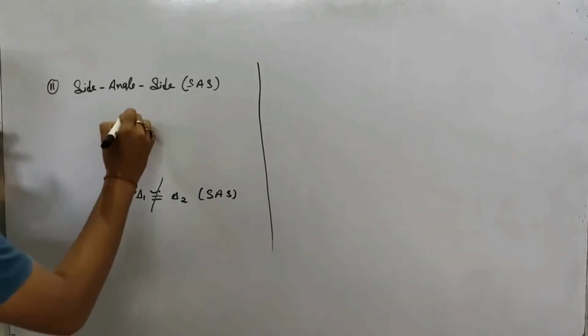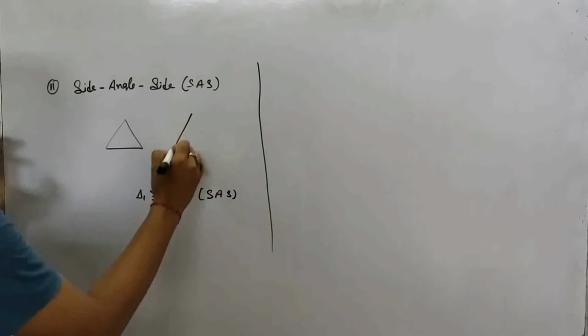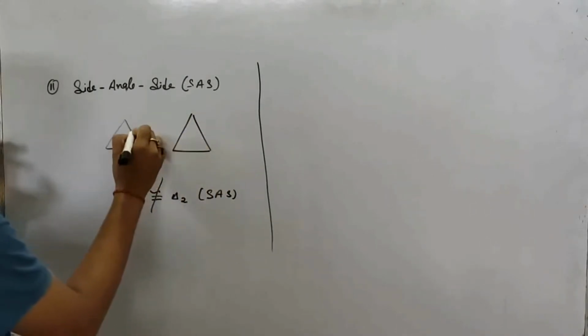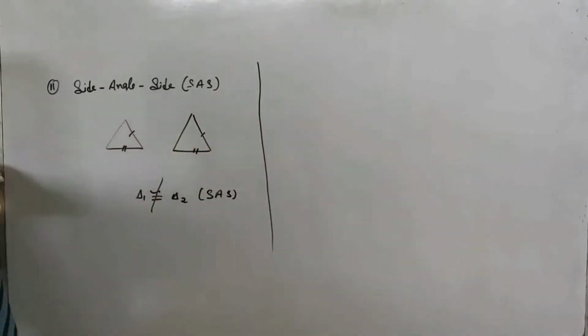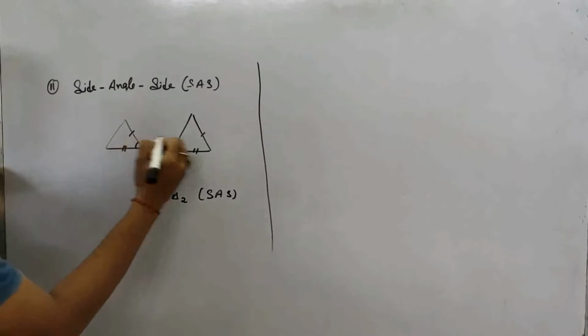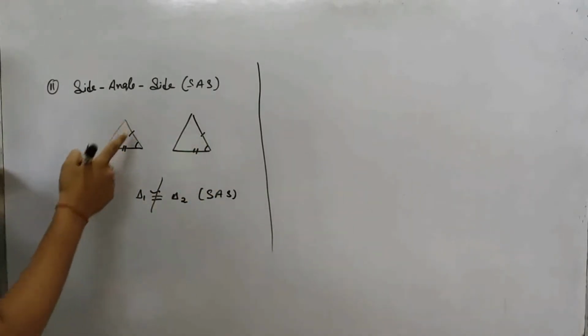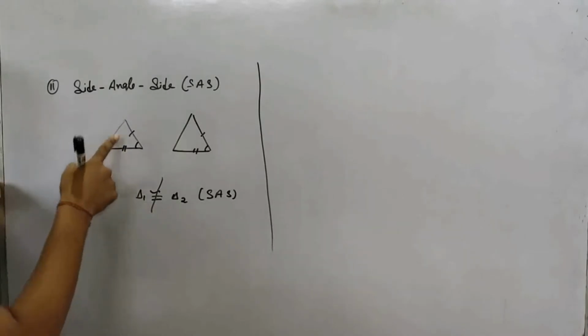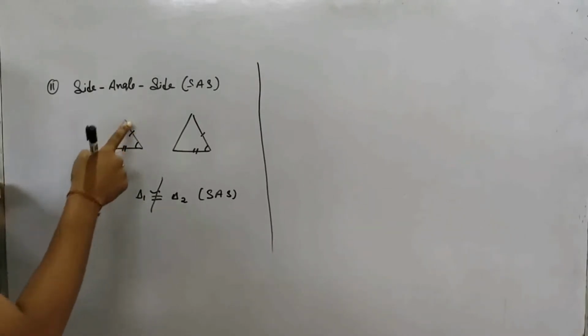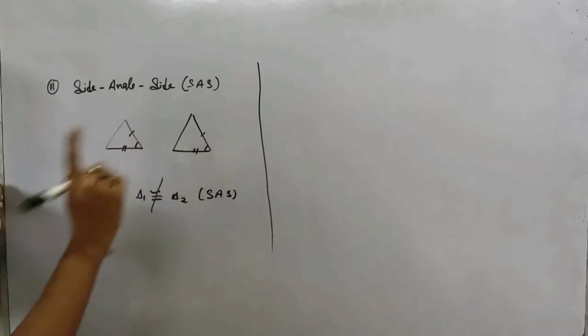Say for example, one more last example I am giving. This is one triangle and this is one triangle. Say I have said this side is equal to this side, and this side is equal to this side. Then which angle do I need to make it SAS? Obviously this angle, isn't it? The angle between these two sides is what? This, the common angle between these two sides. So I need this angle.